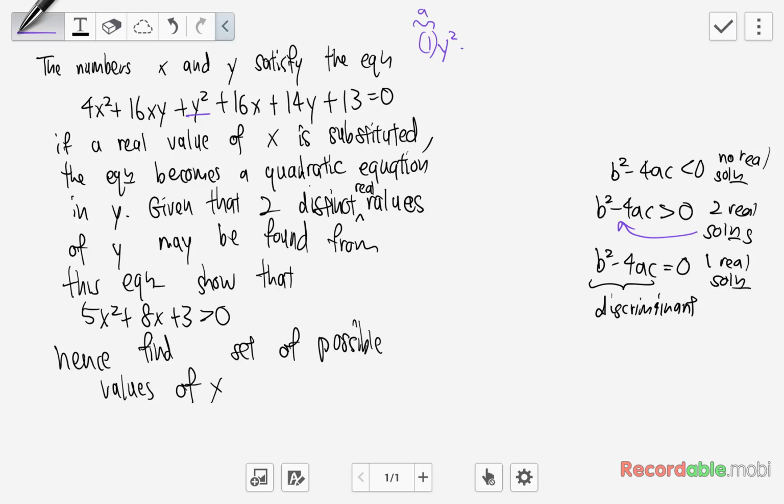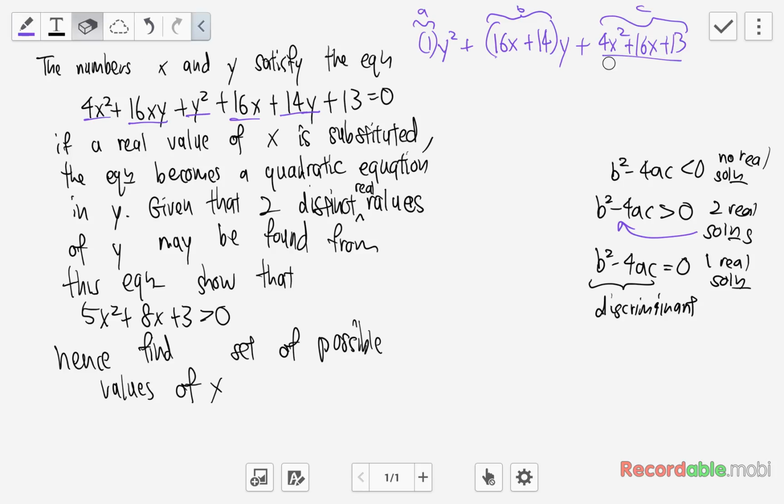And what is my b? I'll group all the y terms together, because the coefficient of y is b. So this is b, and then the coefficient of the constant is my c. So 4x squared plus 16x plus 13 is my c, and then equals 0.